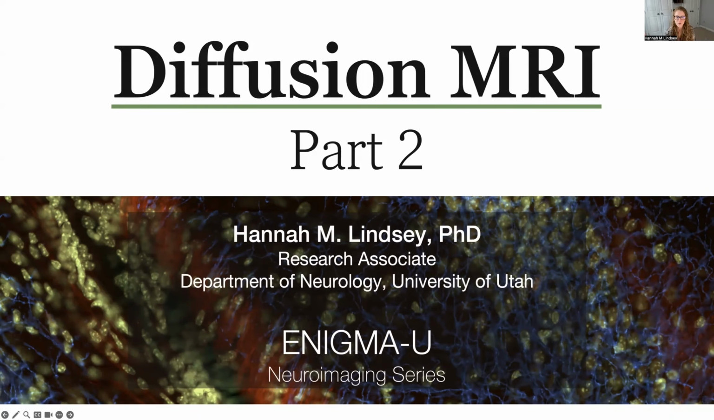I'm a faculty level research associate in the Traumatic Brain Injury and Concussion Center at the University of Utah. My background largely includes training in neuropsychology and cognitive neuroscience, and my research almost always involves some aspect of neuroimaging, but my specific expertise is in diffusion MRI post-processing and analysis. This is part two of a three-part diffusion MRI lecture series for ENIGMA-U and should follow Dr. Emily Dennis's presentation on diffusion MRI.